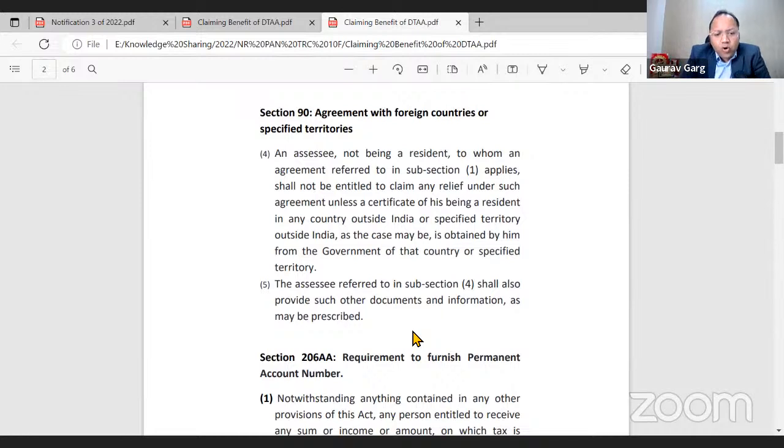The assessee referred to in subsection 4 shall also provide such other documents and information as may be prescribed. So subsection 4 and subsection 5 under section 90 are technically independent. If you read section 90, it says one needs to provide the information required in subsection 4, which is the tax residency certificate, plus the information which may be called for in subsection 5. These are two separate subsections, and it is not the case that if you provide information under subsection 4, you are not required to provide information under subsection 5. The government may ask for additional information under subsection 5 in addition to subsection 4. And only if you fulfill both, that is TRC plus other information, can one claim the treaty benefit. This is within the law.